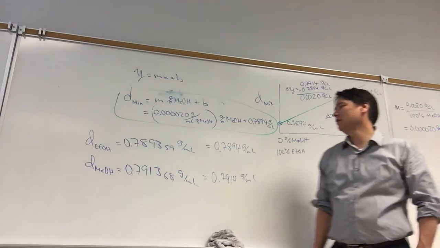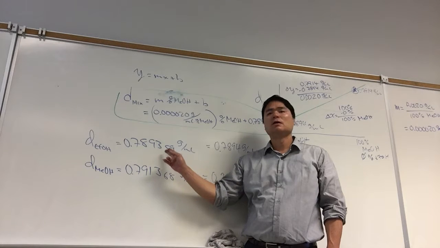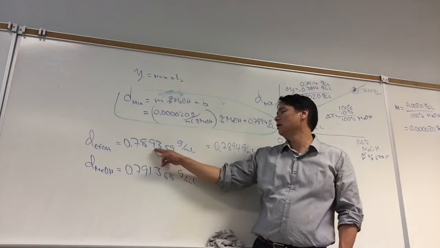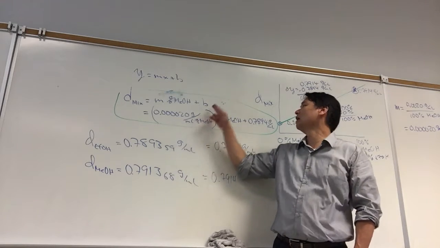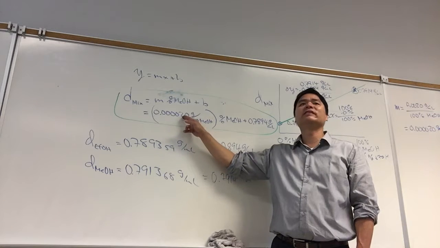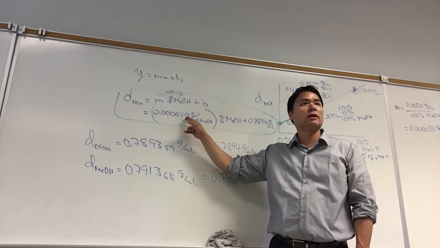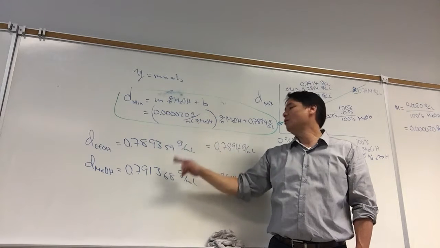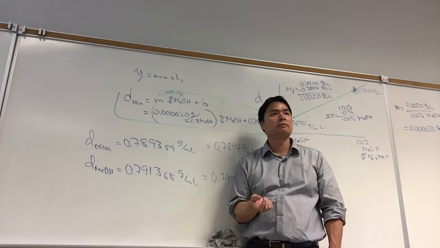The only way we could have increased the precision is by taking more precise measurements of the density. For example, if we had 5 sig figs in the density, then we would have gotten 3 sig figs here. If we had 6 sig figs in the density, then we would have gotten 4 sig figs here. 4 sig figs, that's pretty good precision, right?